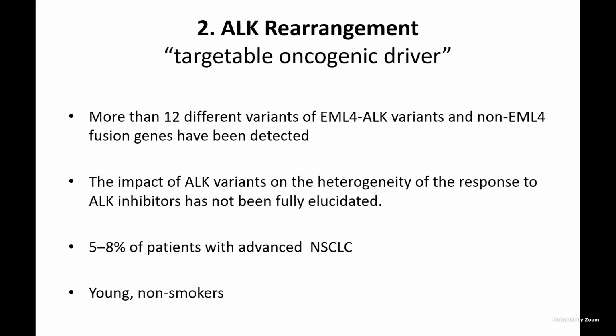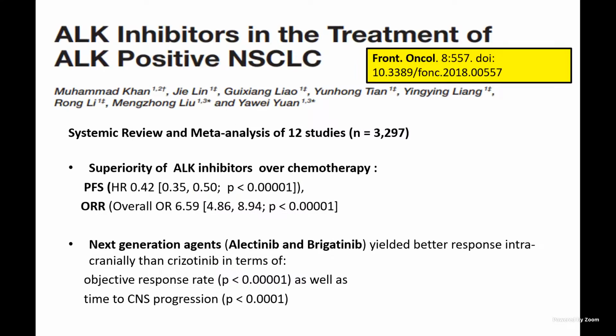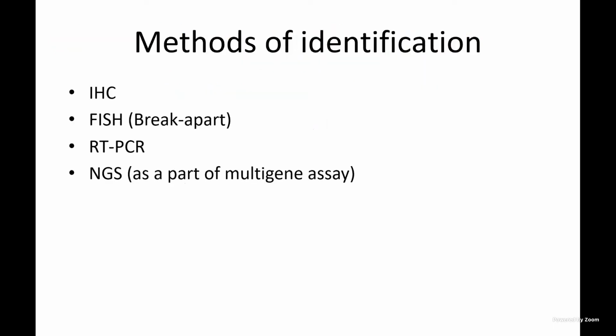Coming to the ALK rearrangement, more than 12 different variants of EML4-ALK and non-EML4 fusion genes have been detected. The impact of these ALK variants on heterogeneity of the response to ALK inhibitors has not been fully elucidated till now. They are seen in 5 to 8% of patients with advanced or metastatic NSCLC and commonly seen in young non-smokers. Studies have shown the superiority of ALK inhibitors over chemotherapy in terms of progression-free survival and overall response rate. And the next generation agents like alectinib and brigatinib yielded a better response intracranially than crizotinib in terms of objective response rate as well as time to CNS progression.